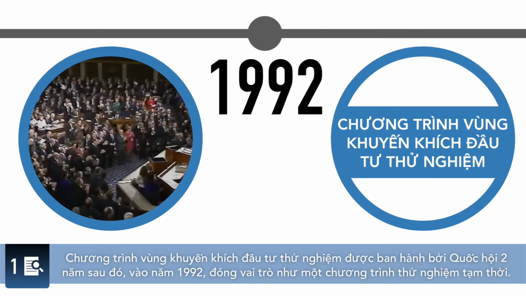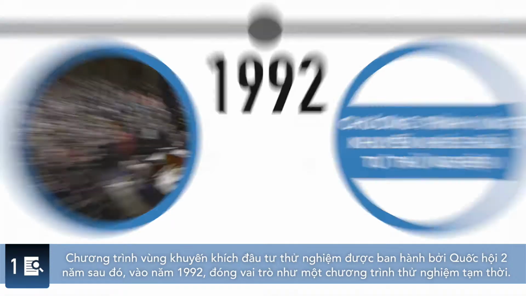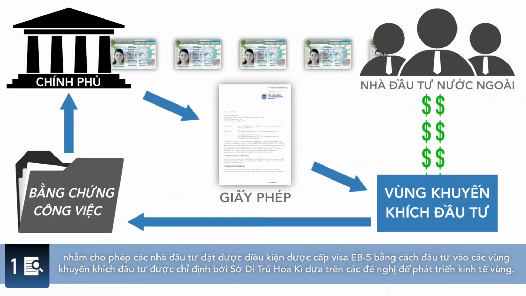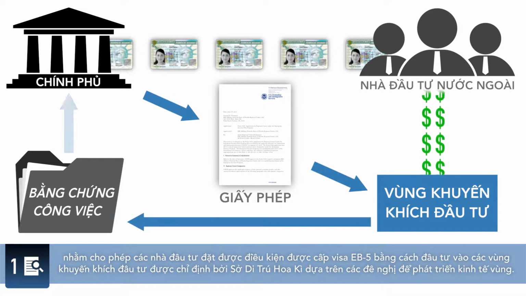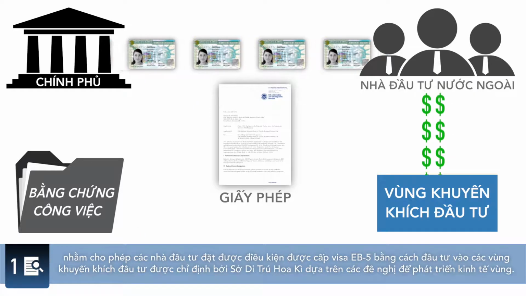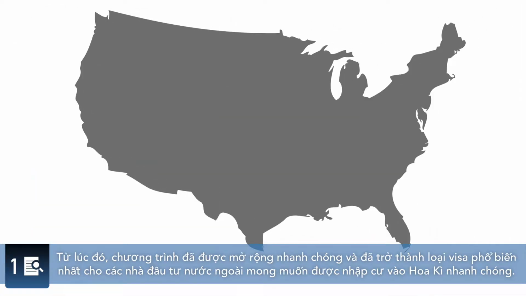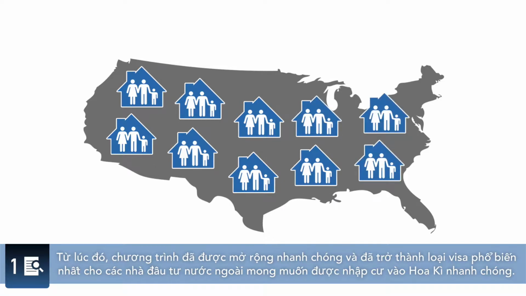The Regional Center Pilot Program was enacted by Congress 2 years later, in 1992, as a temporary pilot program to allow investors to qualify for EB-5 visas by investing through regional centers designated by the USCIS based on proposals for promoting economic growth. Since then, the program has expanded significantly and is now the most popular visa category for foreign investors seeking expedited permanent residency.